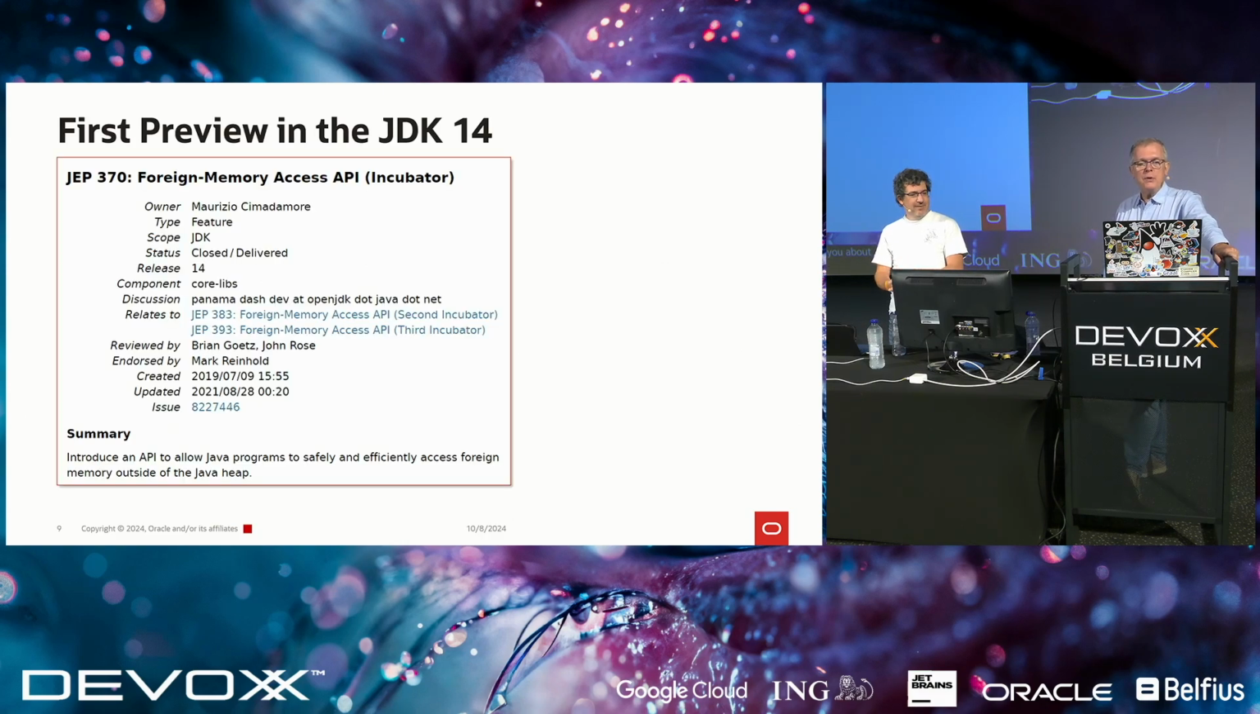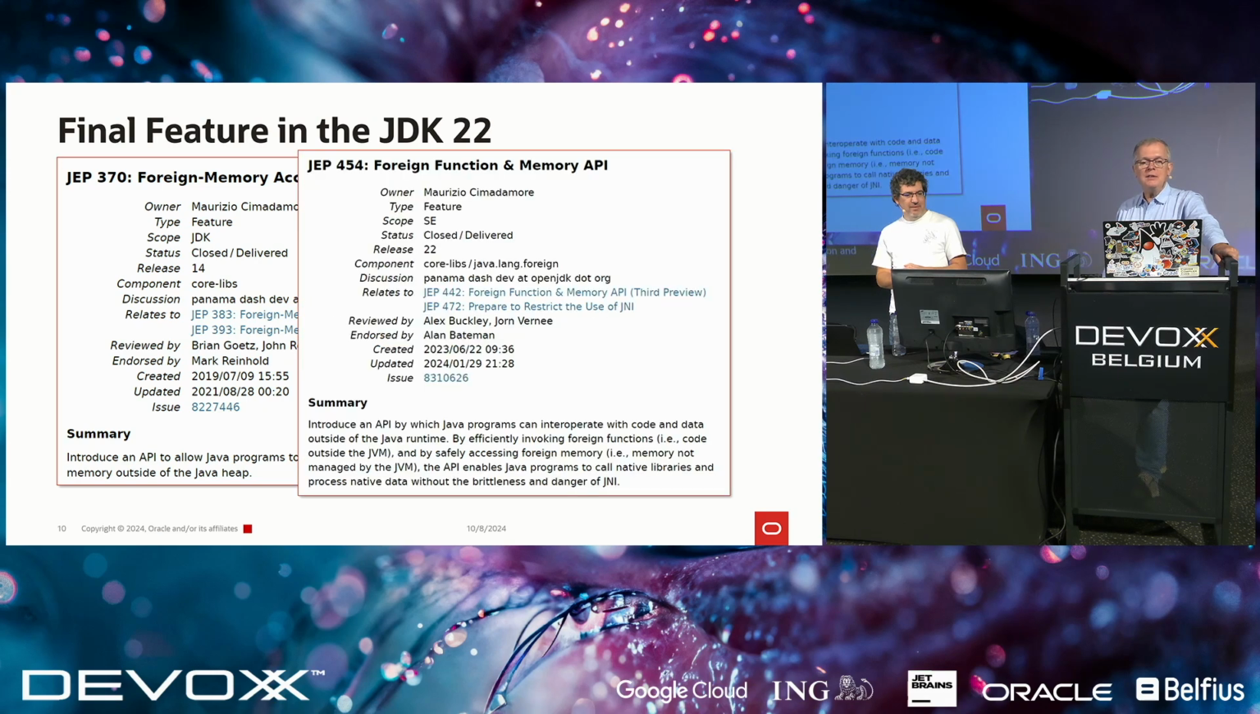The first preview of the Panama project was actually an incubator version made available in the JDK 14, and this Foreign Function and Memory API made it as a final feature in the JDK 22. So that's 8 versions, because we have 2 versions every year. It means that there were 4 years between the first incubator and the final release of the API. And that was last March, about 6 months ago, and this is why we are now talking about it.